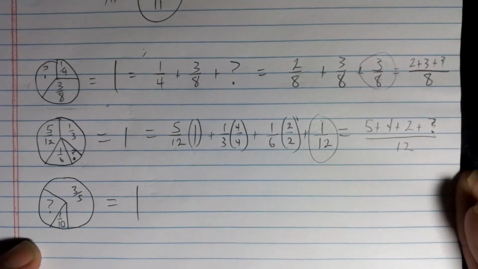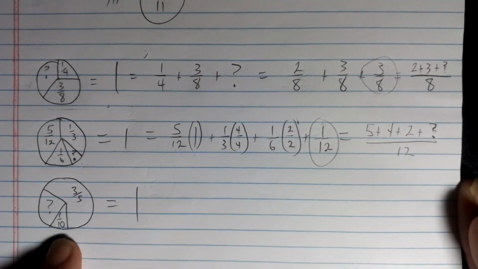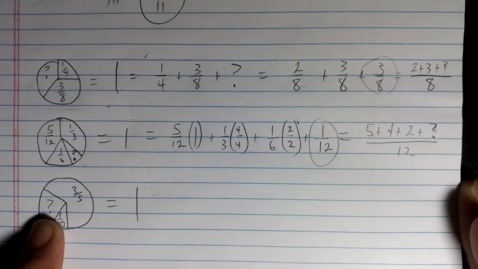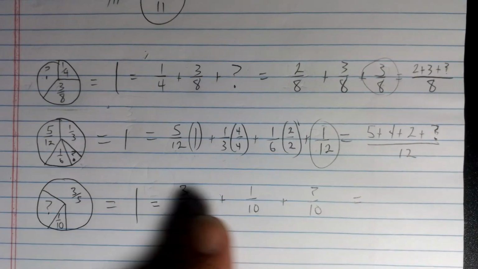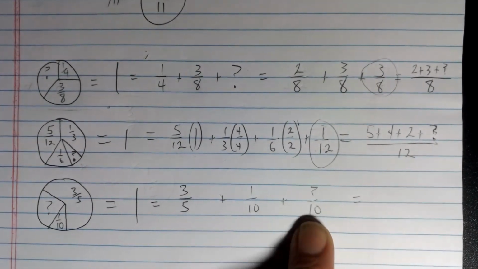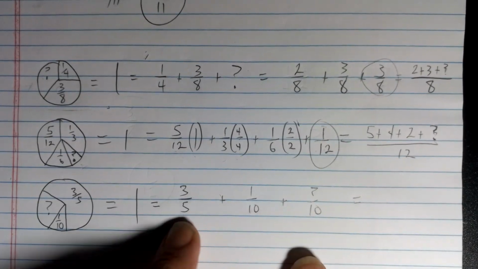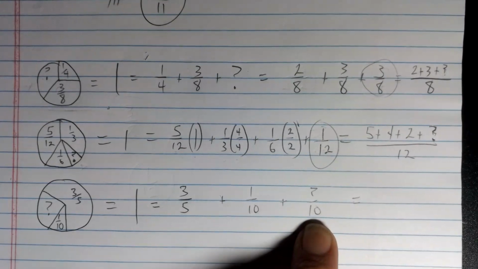And our last problem, dealing with the whole section, we have 1/10, 3/5, and we need to figure out what that last bit is. Again, I've written out my numbers, 3/5, 1/10, and I put a question mark over 10 because I can already see that 5 is going to change into a 10, so I already know that that last piece is going to be a 1/10 of something.